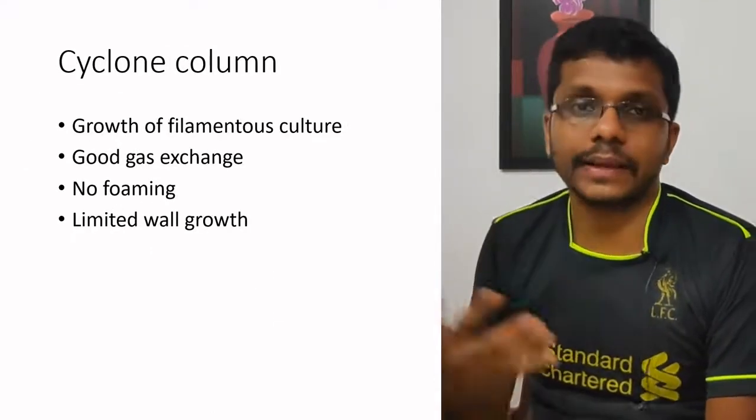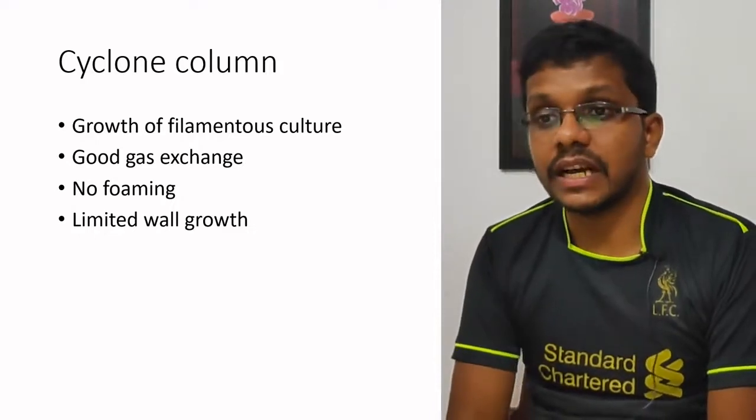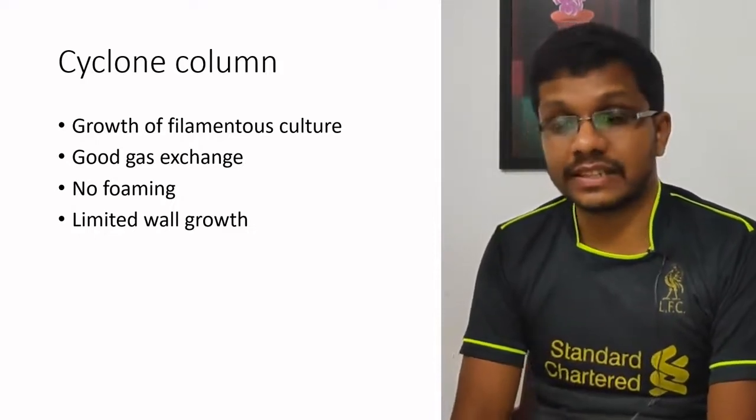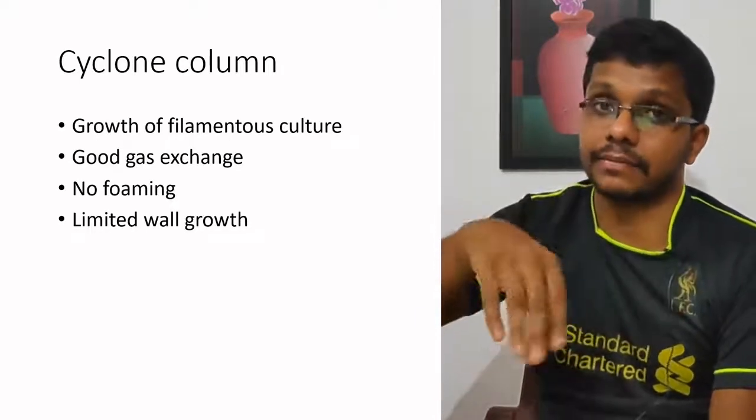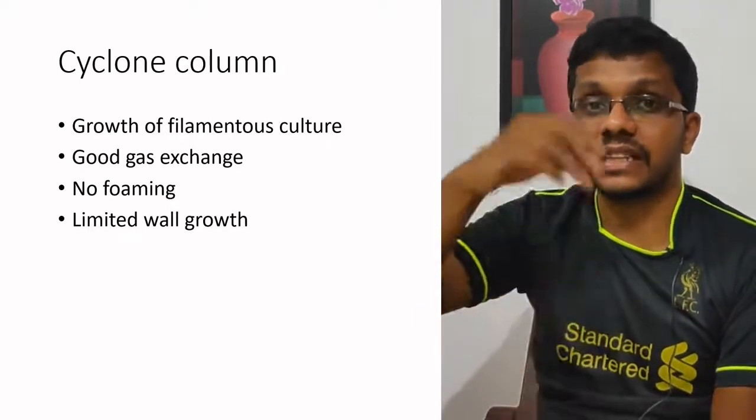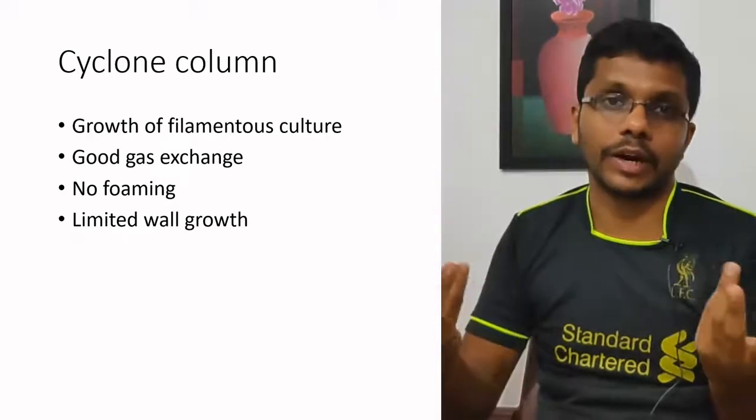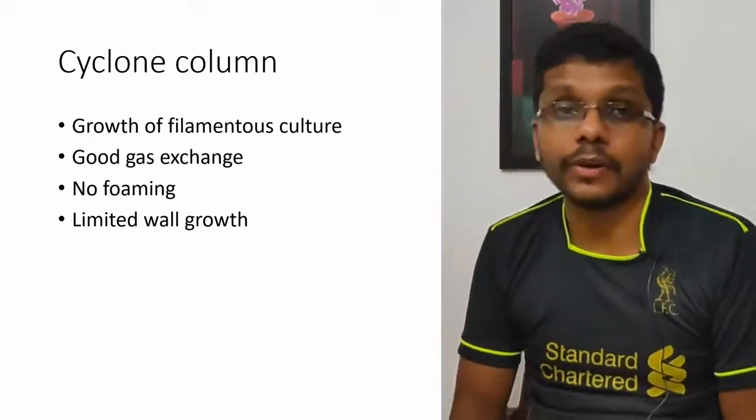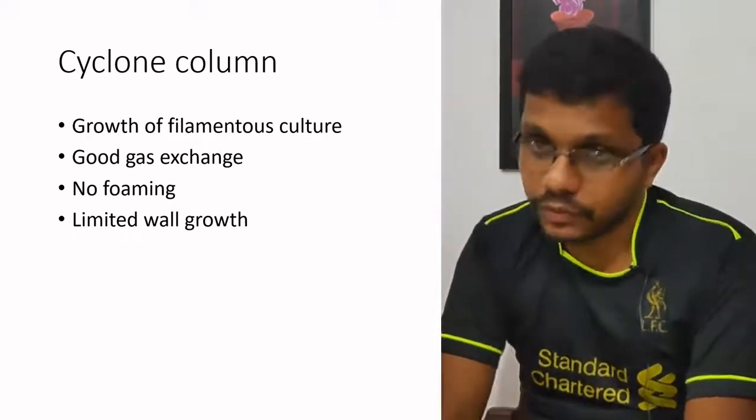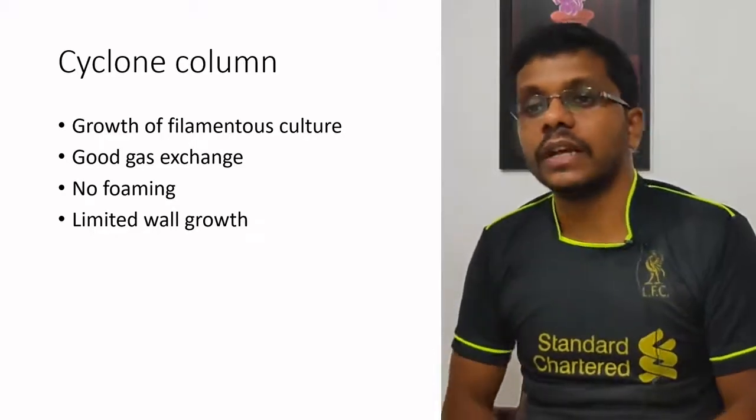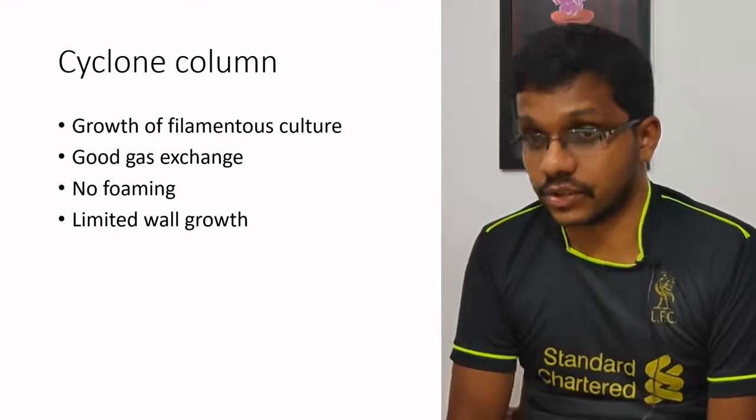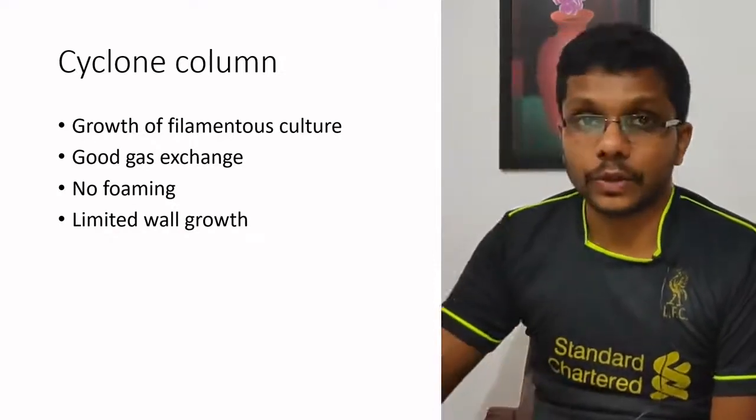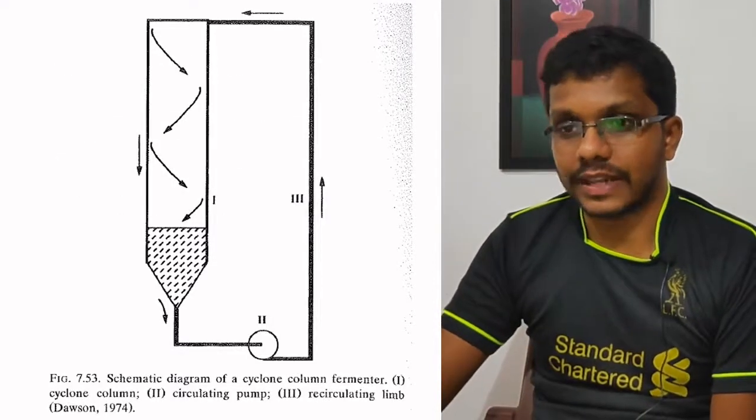Cyclone columns. The cyclone column is another type of bioreactor. It is used for the growth of filamentous cultures. The thing is that in filamentous cultures we cannot really agitate the system. If you are using an impeller, the filamentous growth will be broken and death will occur to the mycelia. So in order to avoid that, we can actually use a cyclone column. It has a good gas exchange capacity, the chance of foaming is less, and the wall growth possibility is also less. And it will look like this.